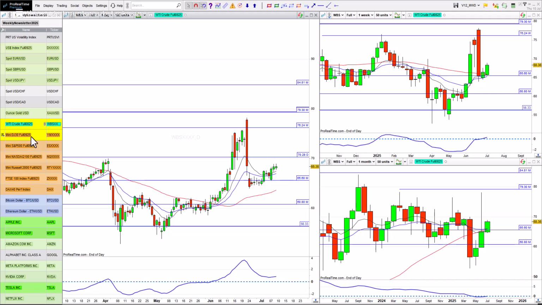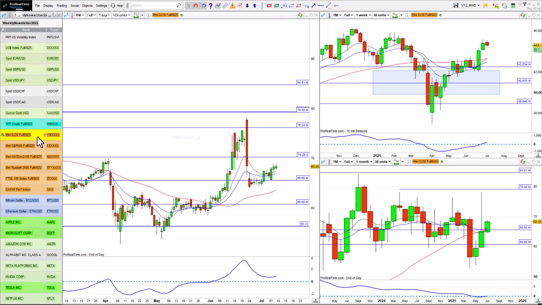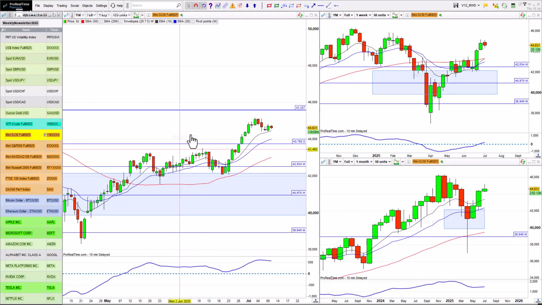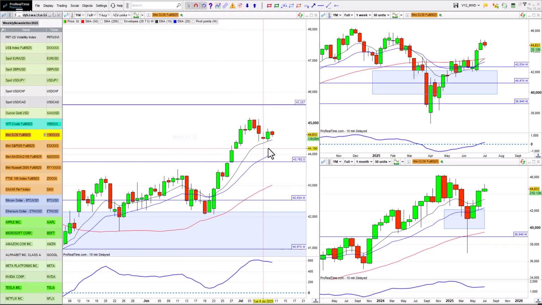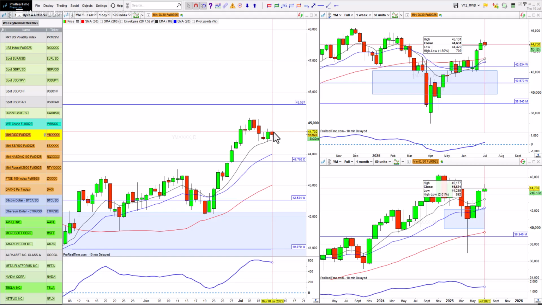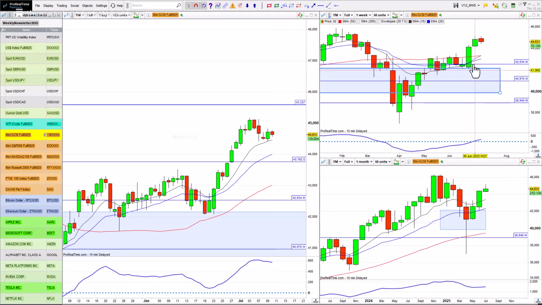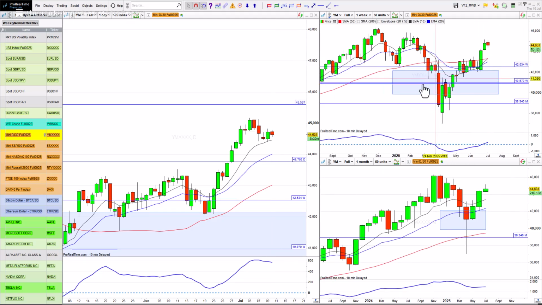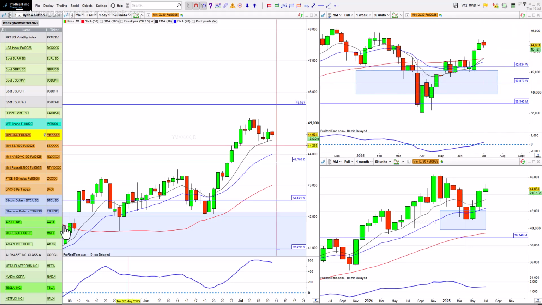Let's have a quick look then at the global indices. So have a look at the Dow. From here, we've got this very nice pullback and a nice bullish candle into the moving averages, and a break above that high should see a follow-through. Yes, we're a little bit overextended from a weekly perspective, but we've had bigger weeks than this, so we could still see some potential upside.